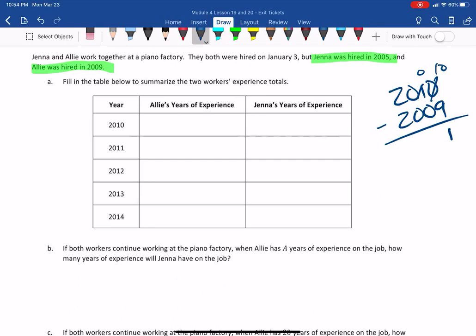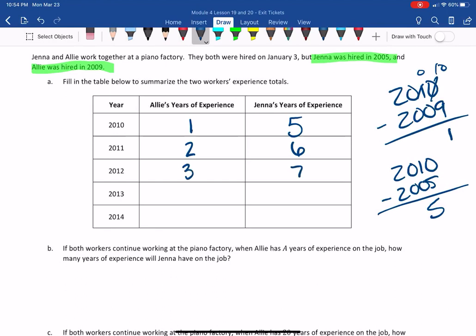And it would be 1 year. She's only worked 1 year. So then I would just put a 1 for Allie. If I go back to Jenna, she started working in 2005. So if I take 2010 minus the 2005 start date, you would get 5 years. So Jenna's worked 5 years, while Allie's only worked 1. If I fast forward 1 year, now Allie's worked 2, Jenna's worked 6. In 2012, Allie's worked 3, Jenna's worked 7. 2013, Allie 4, Jenna 8, 5, and 9.